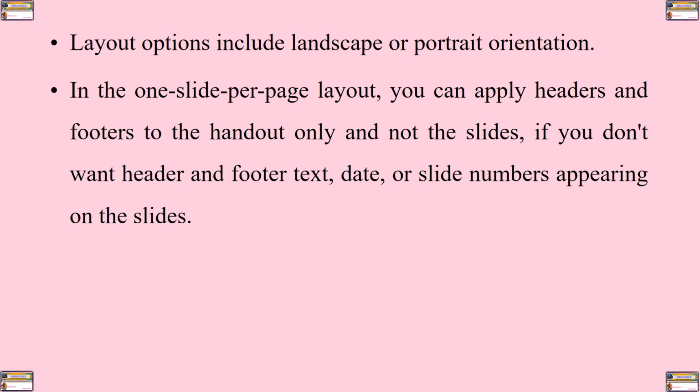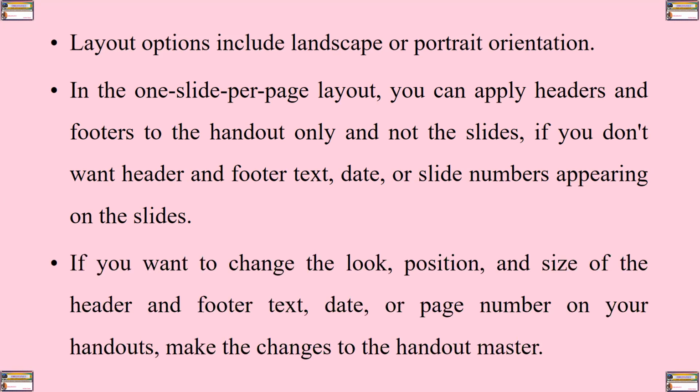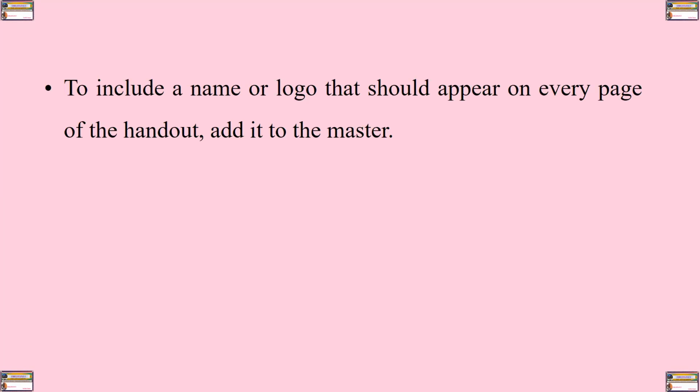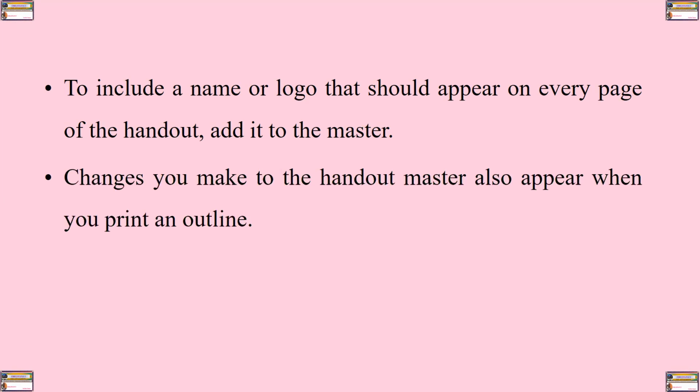In the one slide per page layout, you can apply headers and footers to the handout only and not on the slides, if you don't want header and footer text, date, or slide numbers appearing on the slides. If you want to change the look, the position, and the size of the header and footer text, date, or page number on your handouts, make the changes to the handout master. To include a name or a logo that should appear on every page of the handout, add it to the master. Changes you make to the handout master also appear when you print an outline.